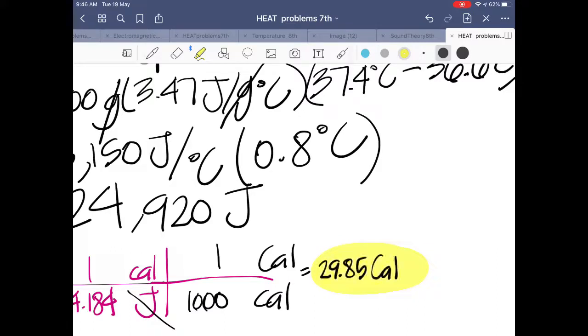Make sure you understand this problem because this has to do with your project, okay? And let me know if you have any doubts.